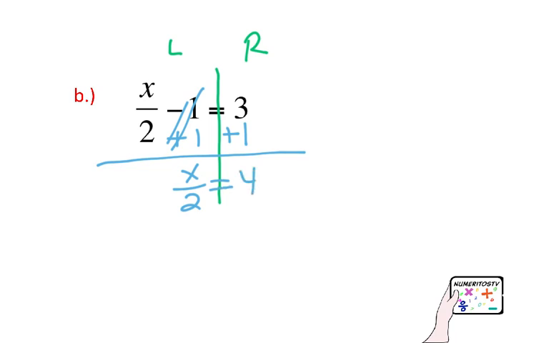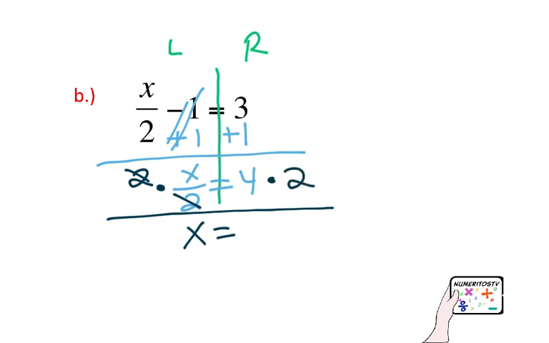Now I need to get rid of that 2. That is dividing my x. So the inverse operation of division is multiplication. So I multiply that whole term by 2 to simplify these 2 to my 1x. Don't forget the balance. If I multiply by 2, I also need to multiply the other side by 2. So x equals 8.